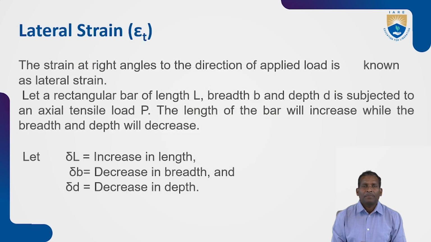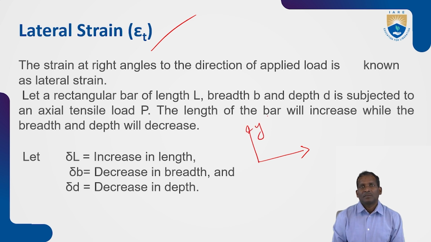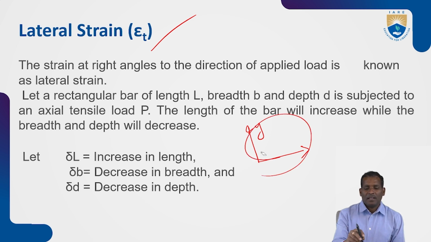Next, lateral strain. You can represent it with epsilon T. The strain at right angles to the direction of the applied load is known as lateral strain. Suppose the applied load is in the x direction, the strain will act in the y direction. This type of strain is called lateral strain.